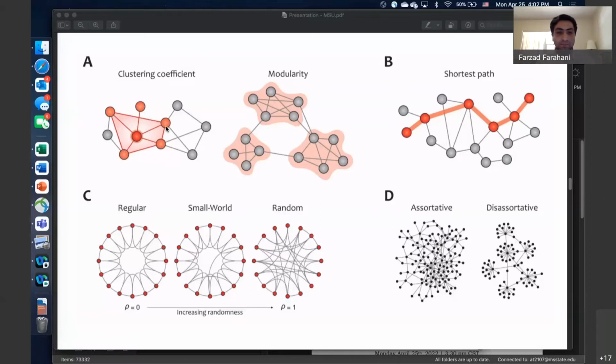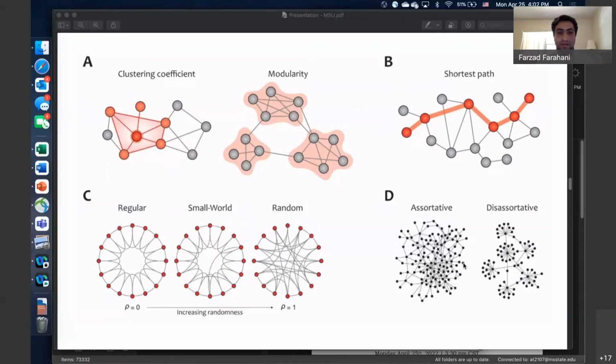And there are other measures like, as you can see in D, assortativity. It is a measure that calculates the resilience of a network to failure or dropping out a specific node. How resilient is a network if by random we remove one of the nodes? Will it collapse or is it robust against this failure? And there are other measures.